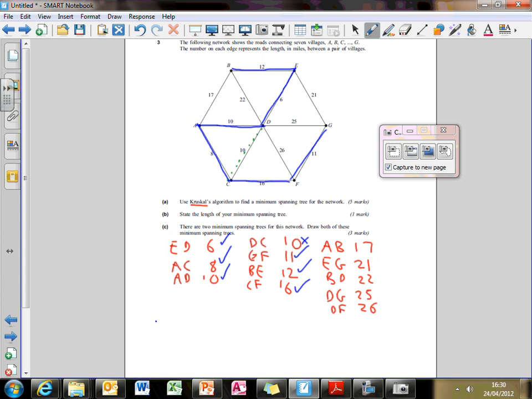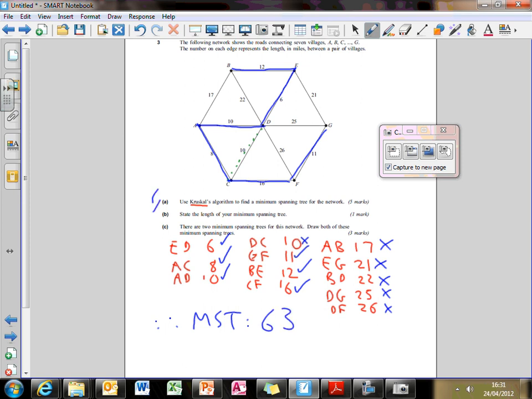Let's just have a look at that. At this stage, I know I'm done. A quick check is there's 7 vertices, and I've got 6 edges. Because the number of edges is 1 fewer than the number of vertices, I know I'm done. So these here are not required. So my minimum spanning tree has length, if I add those numbers together, 6 plus 8 plus 10 plus 11 plus 12 plus 16, I get 63. So that's taking care of part A.